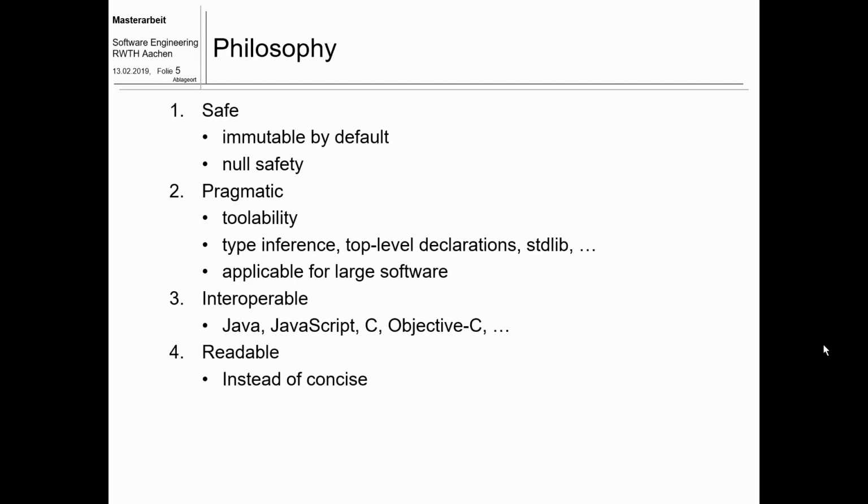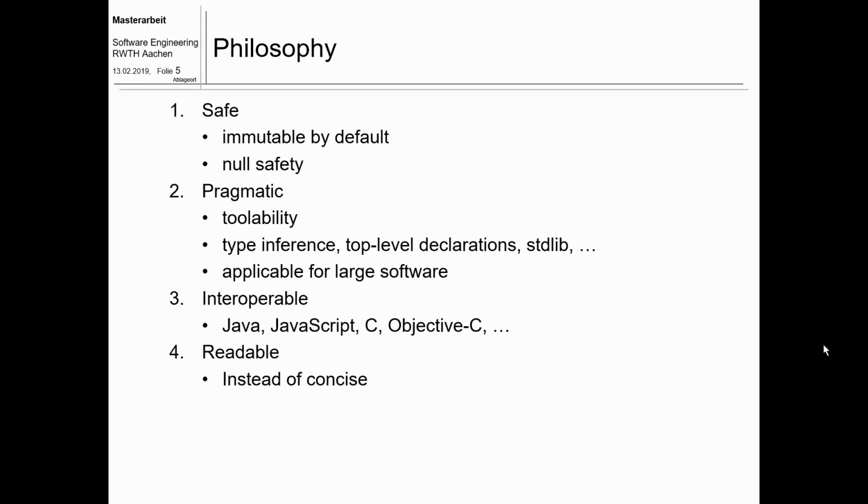So let's now take a look at the philosophy of the language, and with this also at some of the most fundamental features of the language. Now, the first thing here is that Kotlin intends to be a safe language. So we're going to see that it focuses very much on immutability, which also goes hand in hand with a focus on functional programming. And it also provides null safety via its type system, which we're going to take a look at as well. Next, it intends to be a pragmatic language.